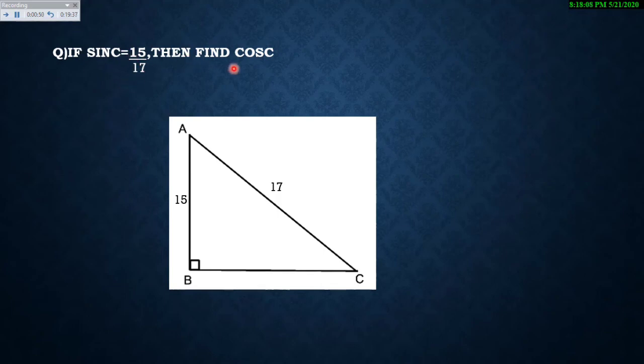So he is asking us to find cos C. What is cos? Adjacent by hypotenuse. So he is asking us to find the side of BC and AC. What is BC by AC? He is asking us basically. So let us look at the solution.